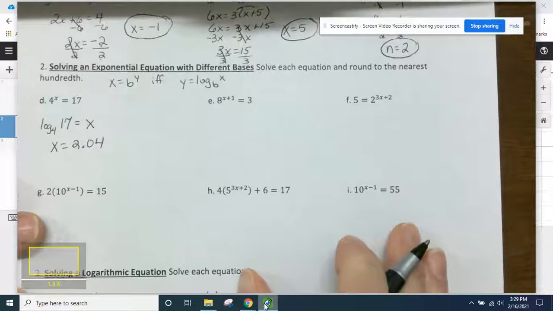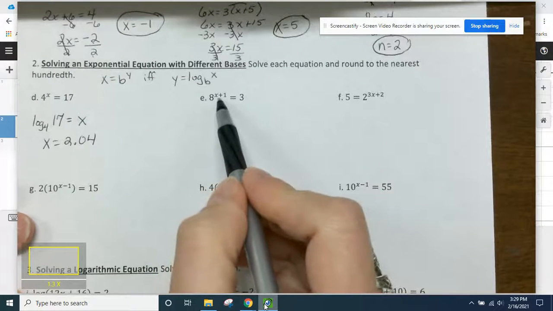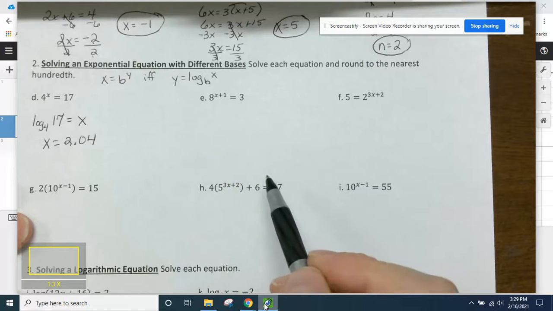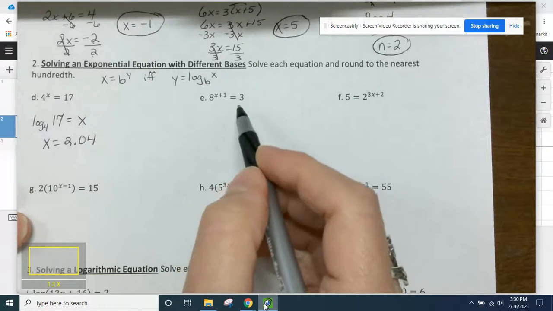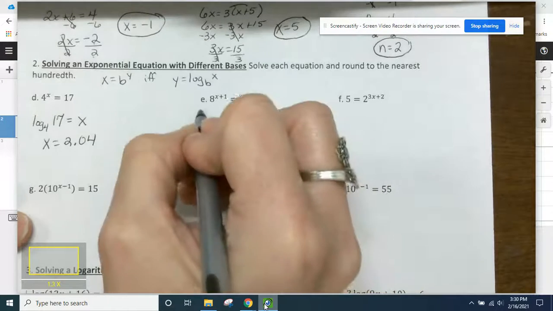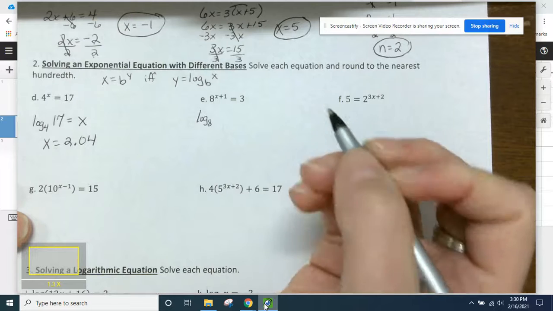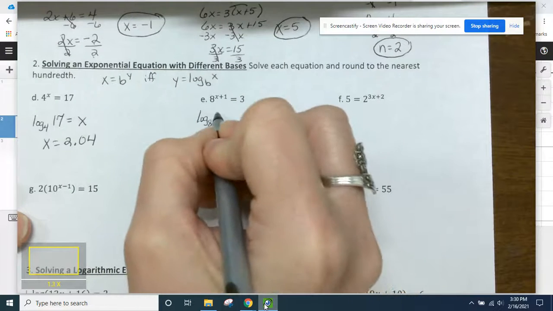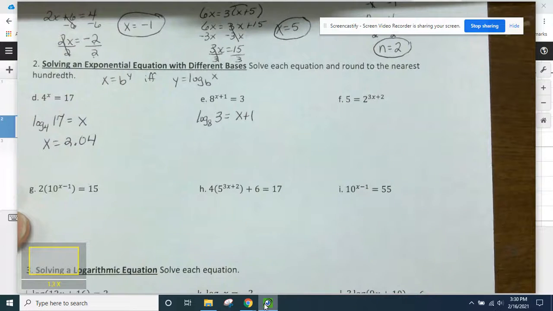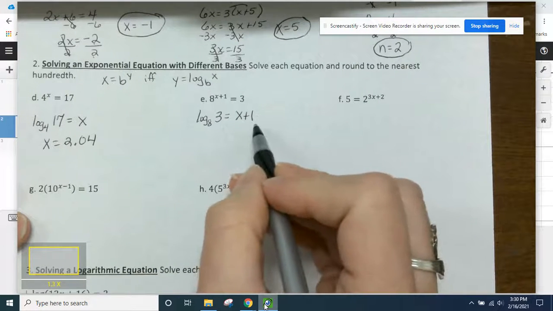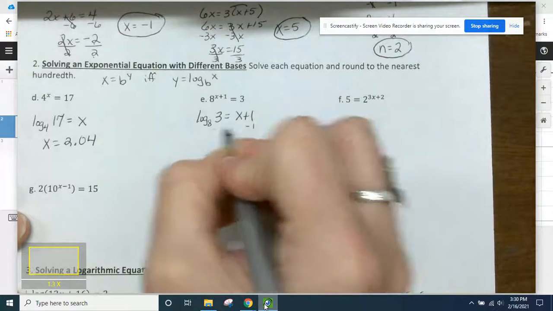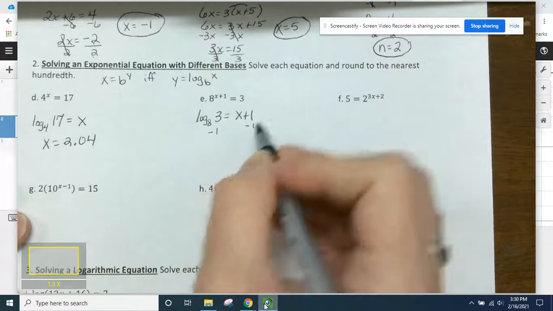Okay, let's try another one. 8 to the x plus 1 equals 3. Okay, we're going to have to set up our log. So log base 8, our base stays the same, log base 8 of 3 has to equal x plus 1. Now this time, my x is not isolated, but the only thing that I need to do is subtract 1 from both sides in order to solve for x.